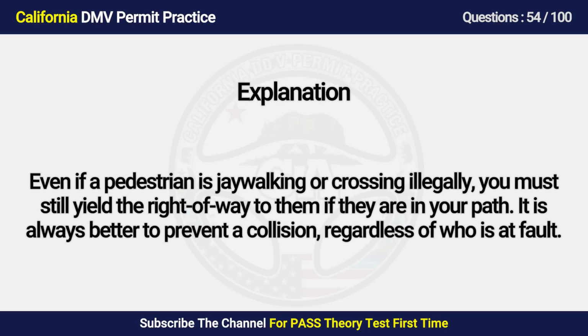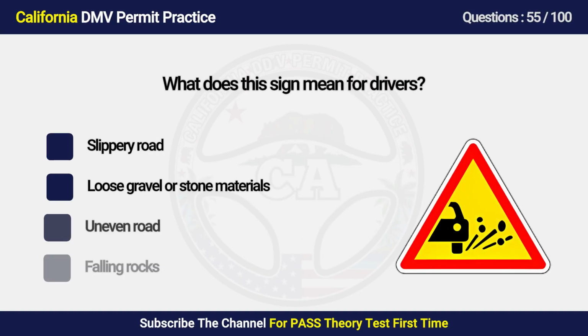Even if a pedestrian is jaywalking or crossing illegally, you must still yield to them if they are in your path. It is always better to prevent a collision, regardless of who is at fault. Question 55. What does this sign mean for drivers? A. Slippery road. B. Loose gravel or stone materials. C. Uneven road. D. Falling rocks.